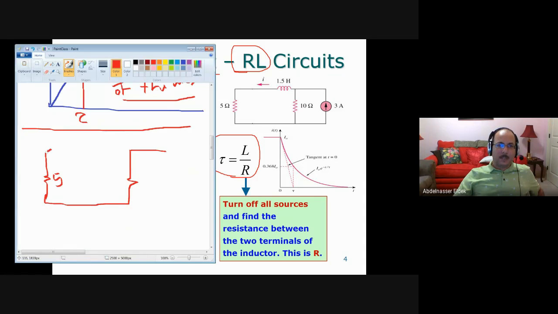So the inductor is here between these 2 points, between this A and this B, for example. And here you have this 10 ohm. And here you have a current source. But the current source, you have to turn it off. When you turn off a current source, you replace it by an open circuit. So you remove this current source completely, like this.